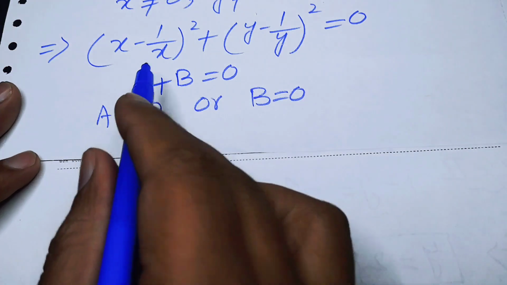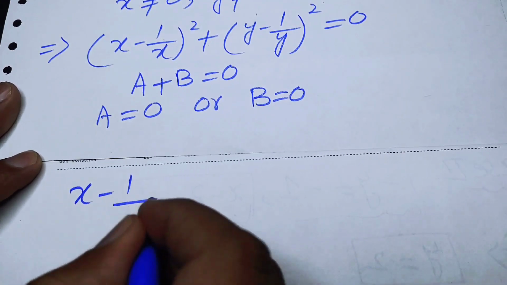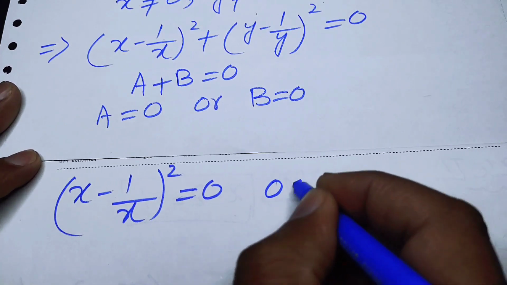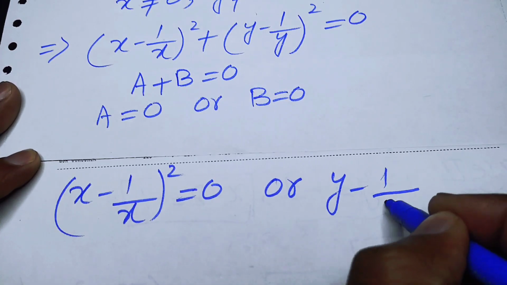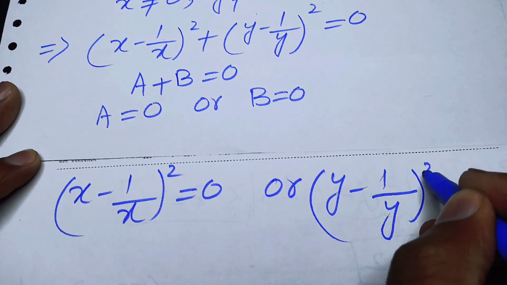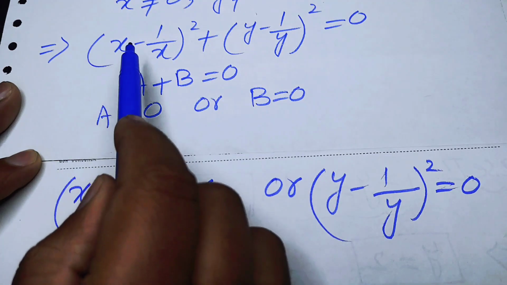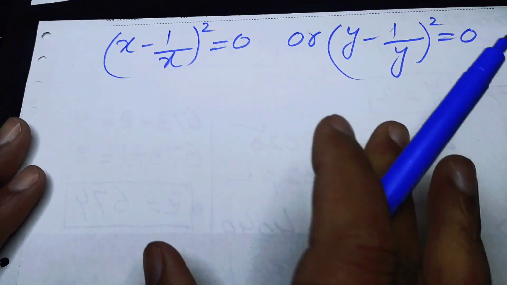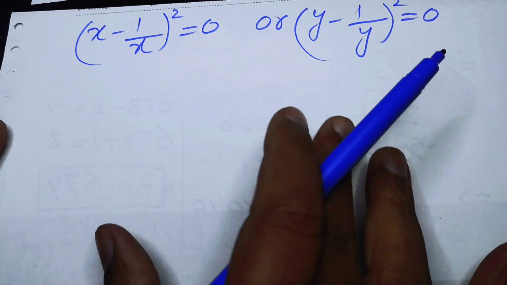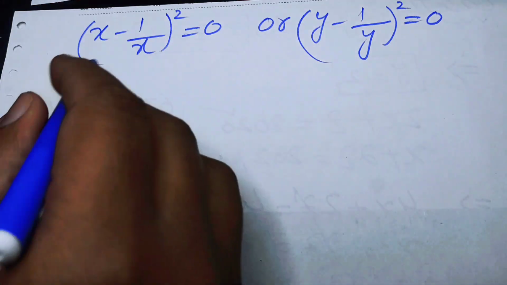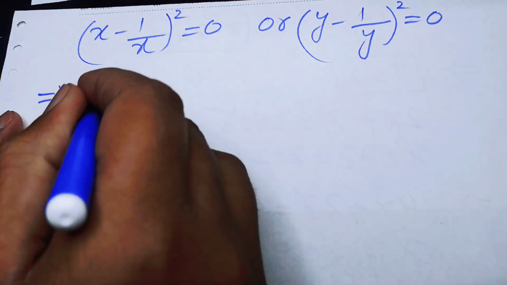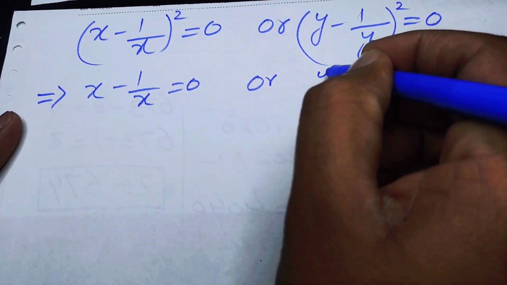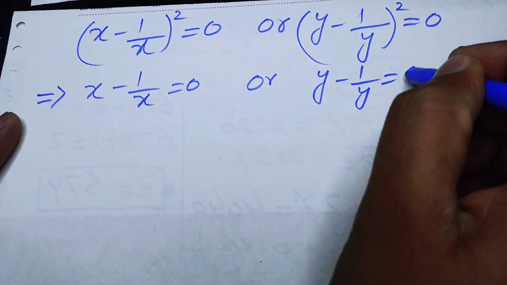Therefore we have x minus 1 over x whole square is equal to 0, or y minus 1 over y whole square is equal to 0. I will just write both of the terms equal to 0, and now we do some simplification to find the values of x and y. On the left hand side, when we take square root on both of the sides, it becomes x minus 1 over x is equal to 0, and when we take square root on this term, it becomes y minus 1 over y equal to 0.